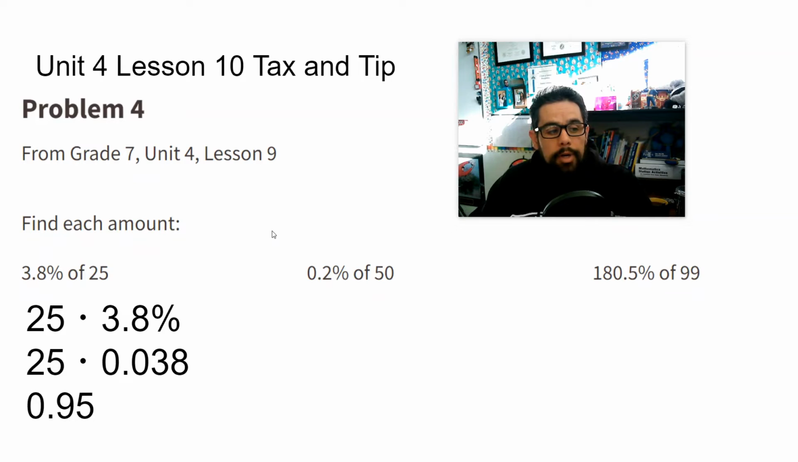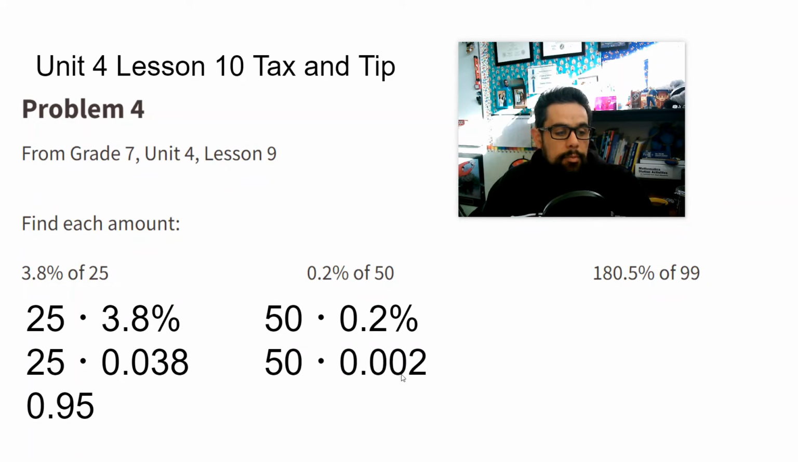All right, second part, we have 0.2% of 50. Same process here. I'm going to multiply 50 times 0.2%. Now I'm going to write that percent as a decimal, moving it 2 spaces to the left, dividing it by 100. So now it's 50 times 2 thousandths. I multiply and I get 1/10.